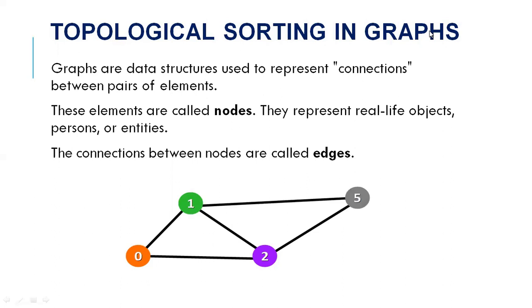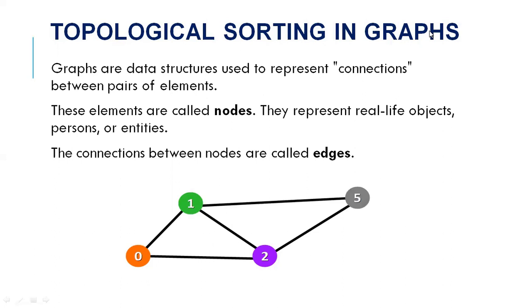Just look at this picture. In this diagram, we have 4 nodes: node 0, 1, 2, and 5. These are called the nodes. They actually represent real-life objects. It may be persons or any kind of entities. The connections between the nodes are called edges.